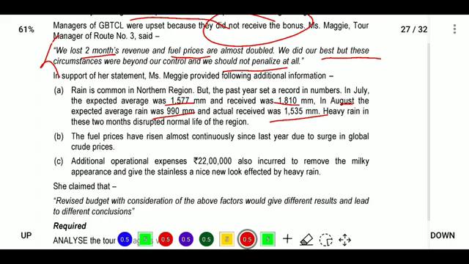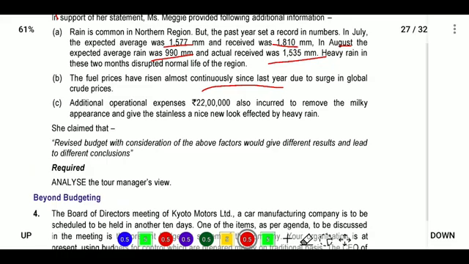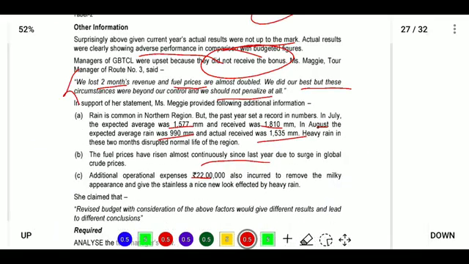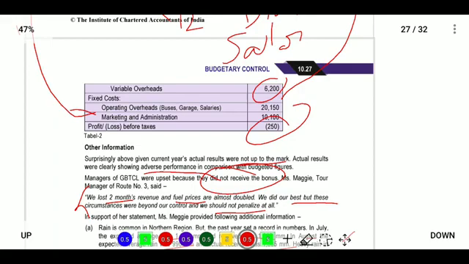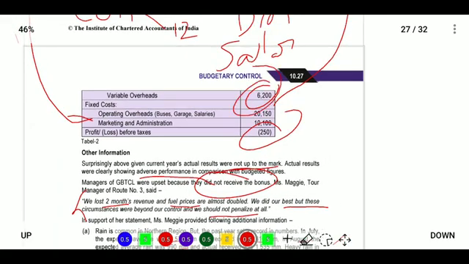The fuel price has risen almost continuously since last year due to the surge in global crude prices. Next, additional operational expenses of 22 lakhs were also incurred to remove the milky appearance and give the stainless steel a nice new look affected by heavy rain. Here we will see operational expenditure, where it is 6200.